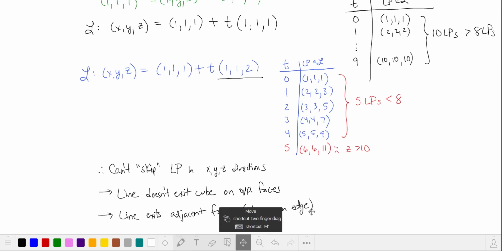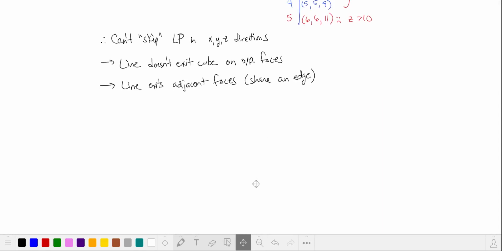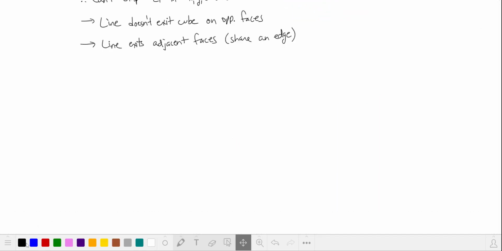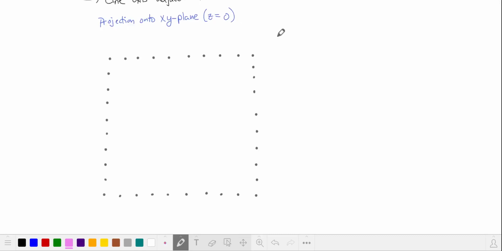One technique for dealing with 3 dimensions is to find the projection onto a plane. We can count our lines by counting their projections. We're going to consider projections of our lines that pass through 8 lattice points onto the xy plane. That means whatever the z-coordinate of the lattice point is, we will replace that with z equals 0. Let's say these 8 dots are the projection of the 8 lattice points of the line that passes through the cube onto the xy plane.